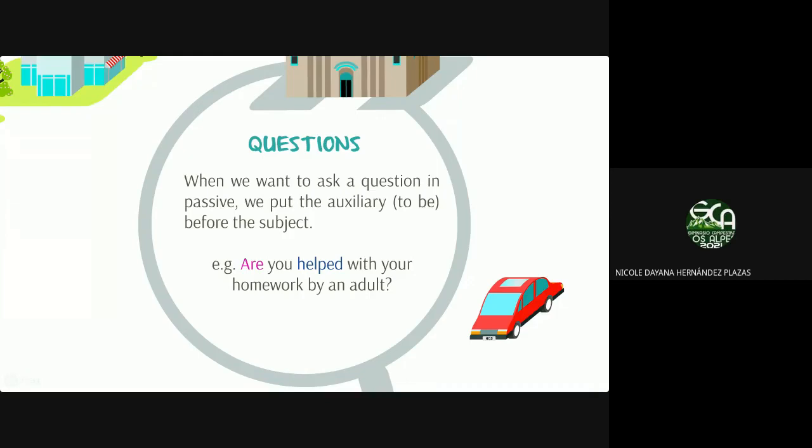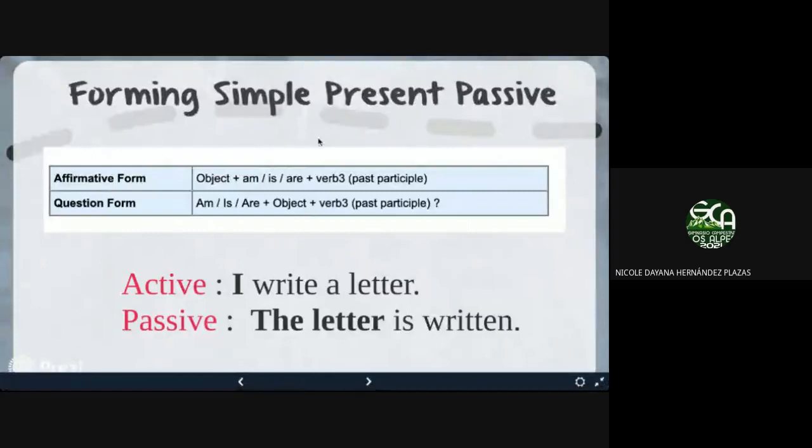Look at this. I am going to show you this slide for a second. When you have a question, the first thing is going to be your verb to be in affirmative, in present simple, of course, like am, is, or are. Then you are going to have your object, and then you are going to have your verb in participle plus the question mark, of course. So, if I want to make a question from this, how can I do it?